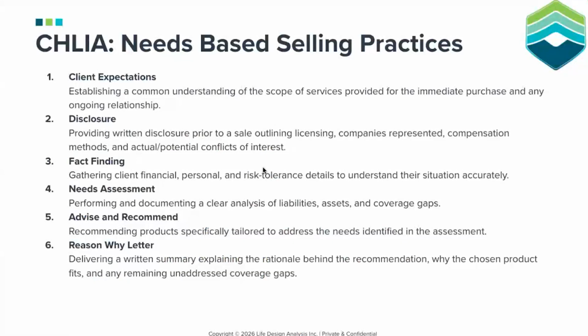I will start sharing my screen. What we should see here is a slide where we're going over the 6 elements that CHLIA lists for a compliant insurance sale. There are 6 pillars to this, starting from client expectations all the way down to a reason why letter. These are elements that ideally we need to check off when we're interacting with a client to ensure that we're being compliant.